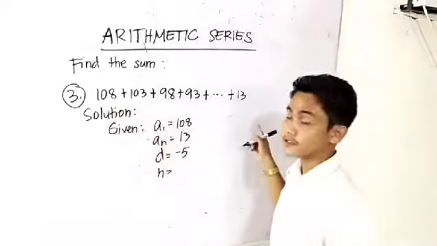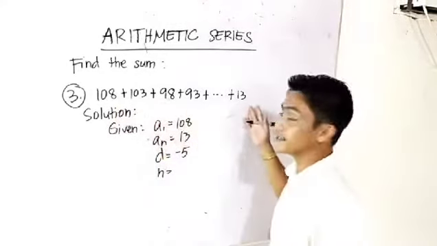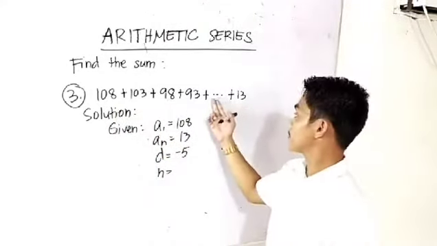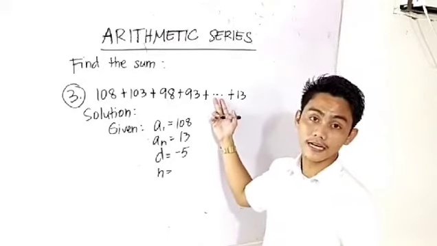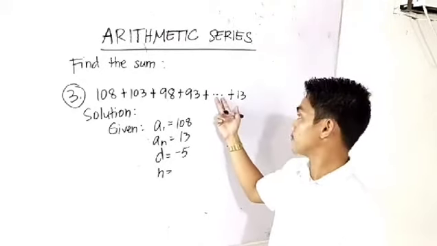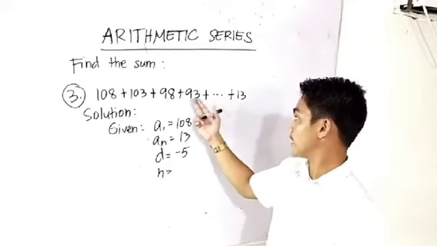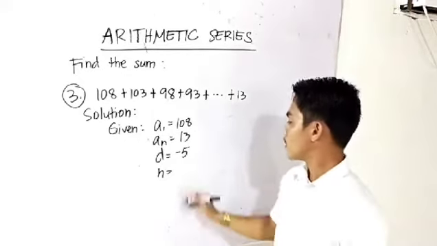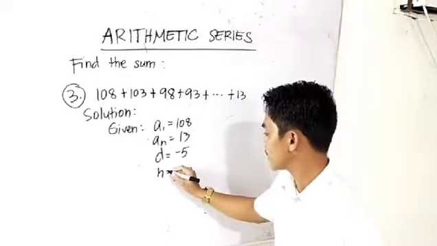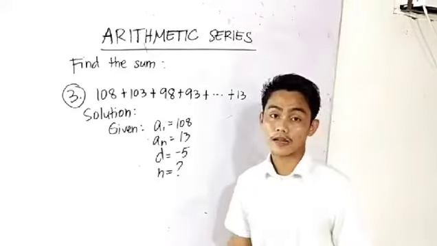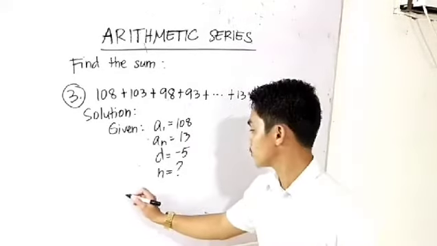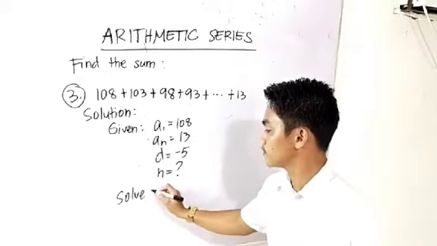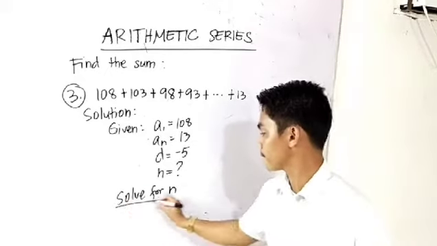Ilang terms lahat to? So, mahirap nating bilangin, no? Kasi marami pang mga terms na nirepresent lang natin ng and so on, or marami pang terms dito between 93 to 13. So, wag na lang nating bilangin. Ang gagawin natin is isosolve natin kung ilang terms meron tayo. So, yung una natin gagawin is to solve for n.